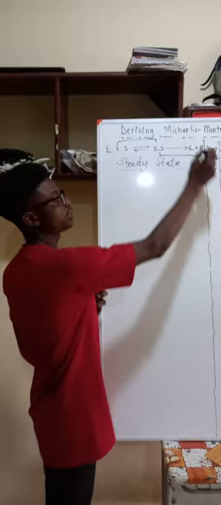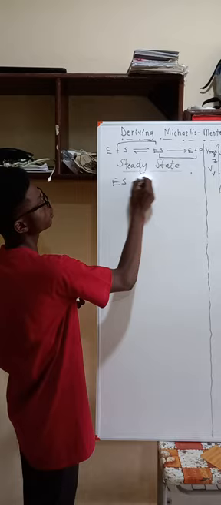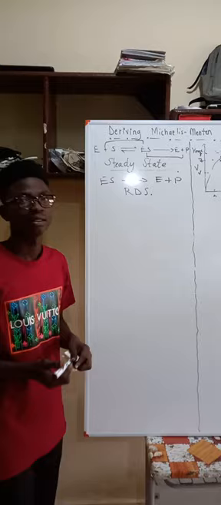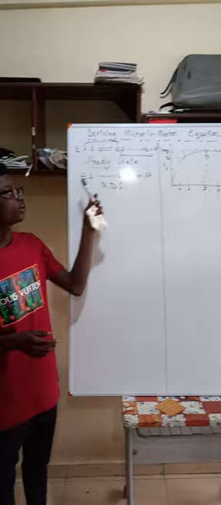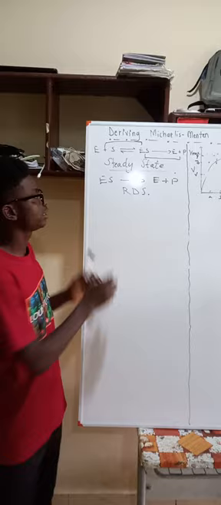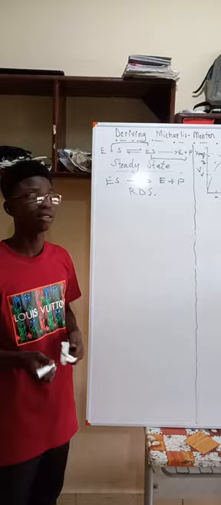Now, this reaction, ES going to E plus P, is actually your RDS. And when we talk about RDS, you mean rate determining step. So it is this equation that will actually determine the rate of the overall reaction. Good. So this is our RDS. So now that we know that this is our RDS, let's see the rate equation for it. So we know the rate equation then will be equal to.